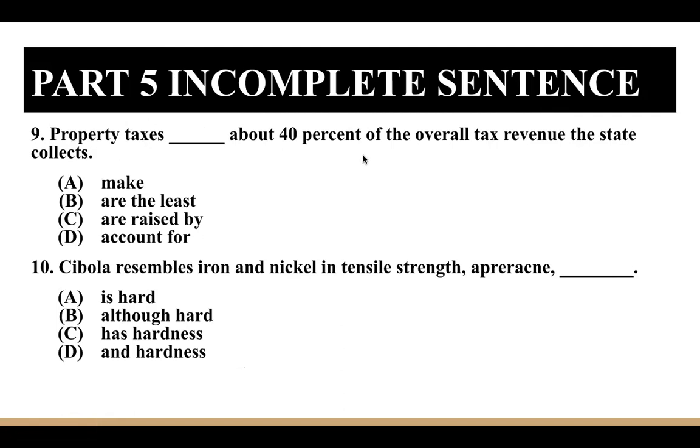Property tax is about 30% of overall tax revenue in the state. Account for, make about, the least raised by. Yes, that's correct. For this one, it deals with the word choices. So basically the answer will go for D just because it is approximate, account for, or it refers to an amount of money here, about 40%, is that right? So the answer will go for D.